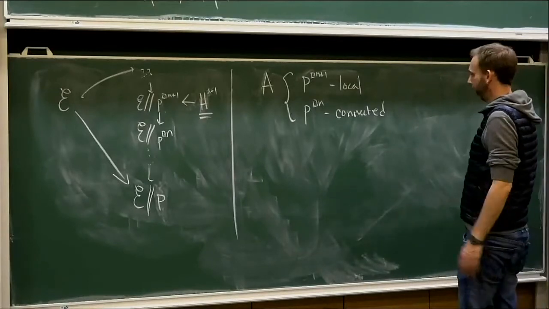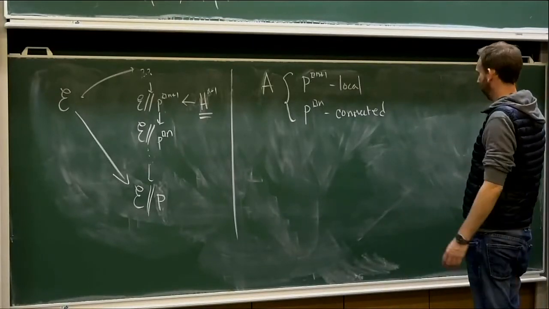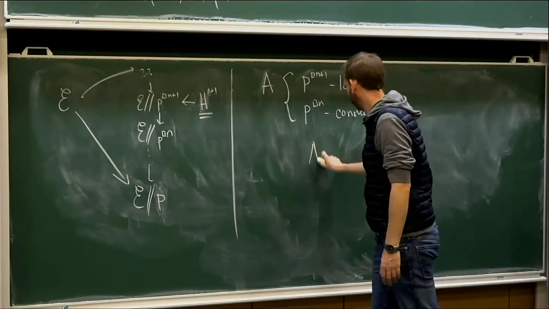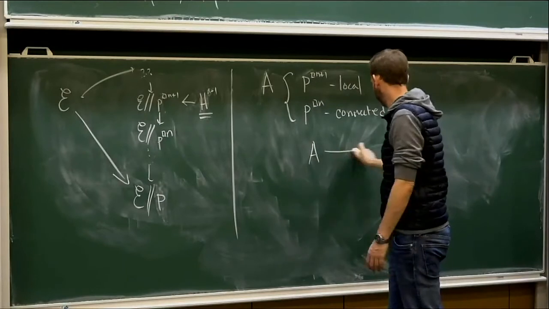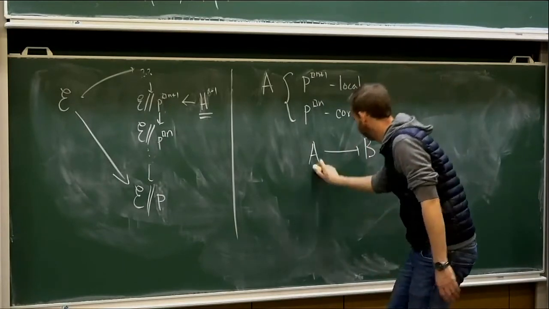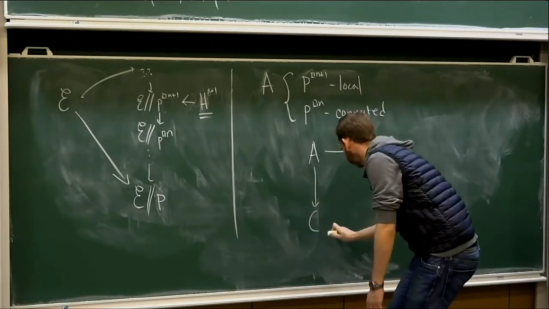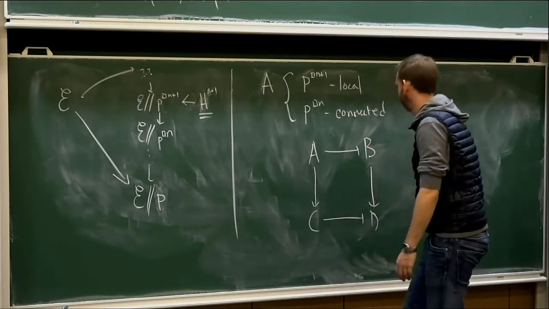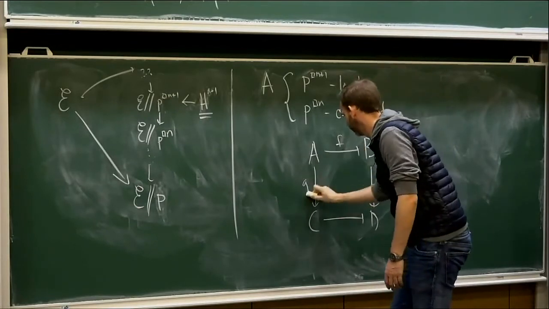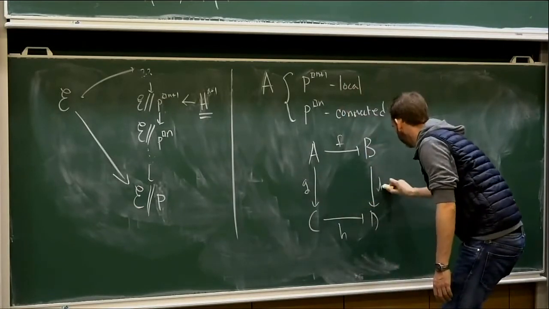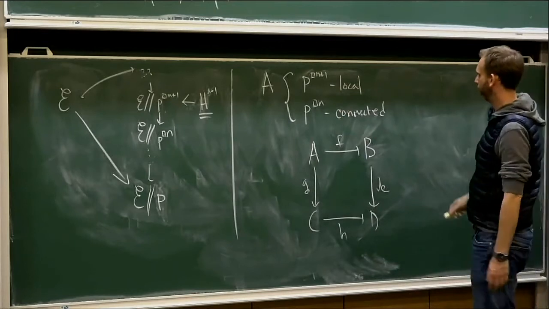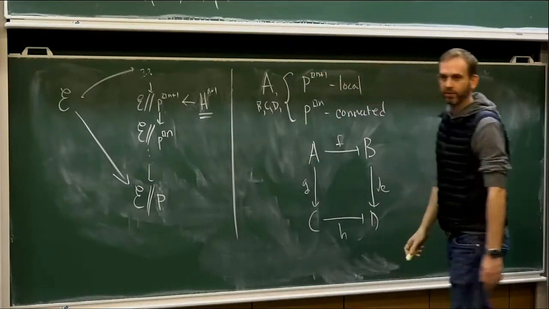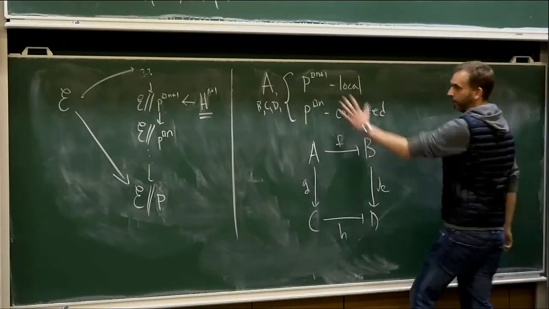And the main result about this, which I don't know if I'll have time to prove, but let me just state it. Let's suppose a square, and I want to assume that A, B, C, and D satisfy this condition.